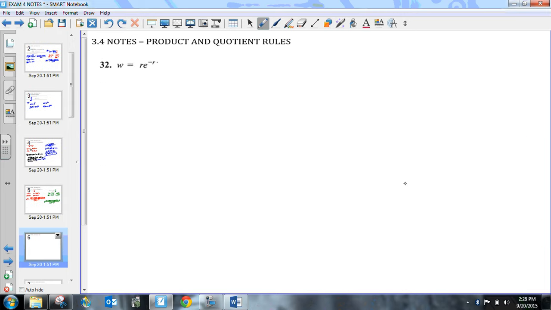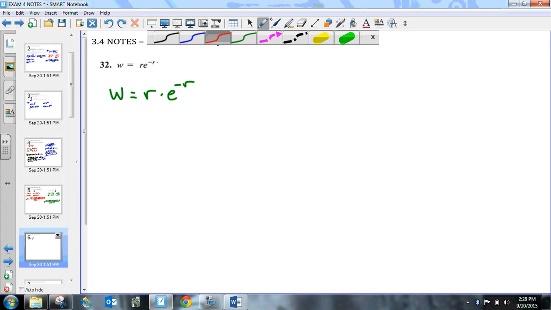I've got a couple more problems for you. Let's go ahead and find this one. Now, let me rewrite this. This is w equal to r times e to the negative r. And so this is the product rule, folks. R is a function times e to the negative r, which is another function. I can't simplify this, so I have to use the product rule.